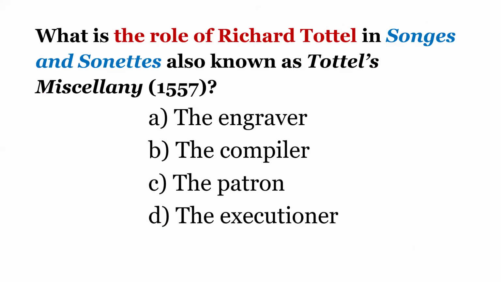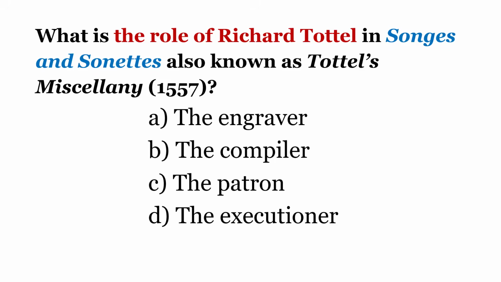Let's go to the next one. What is the role of Richard Tottel, T-O-T-T-E-L, in Songs and Sonnets, which is also known as Tottel's Miscellany, 1557? Generally, in SET and NET exams, they ask about the year of publication of this work, 1557, in which Wyatt and Surrey's sonnets are published. But what's his role? Because it's called Tottel's Miscellany.